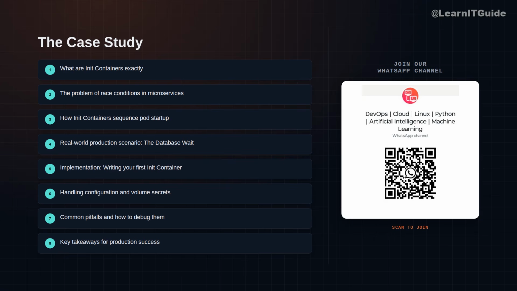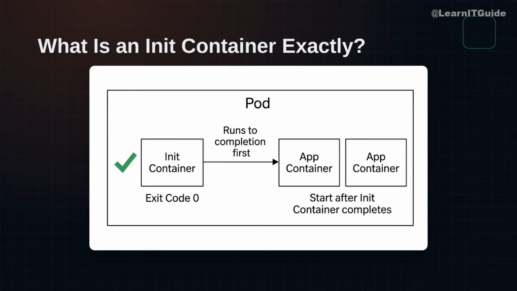Let us get started. So what is an init container exactly? Think of them as a gatekeeper for your pod. They are specialized containers that run to completion before any of your main application containers even start. While a regular container is designed to stay running, an init container must finish its task and exit with a status code of 0. If it fails, Kubernetes will restart the pod automatically, ensuring your application never starts in an unready state. This is exactly how you enforce strict startup order.